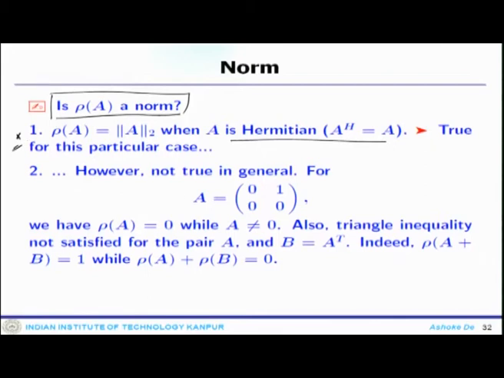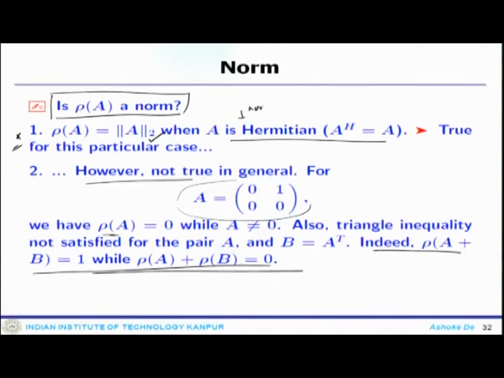Now, in general this is not true. As I said, if you have a matrix like that, the spectral radius is 0, though A is not equal to 0, and the triangle inequality is not satisfied. This is also there: rho(A+B) equals 1 while rho(A) rho(B) equals 0. So, that is why for the special case of Hermitian matrices this is possible, and this will become a norm. Otherwise, in general they are not.